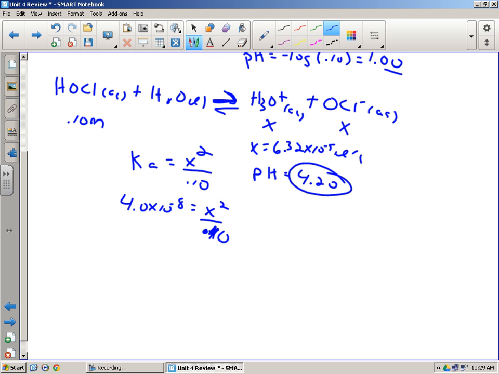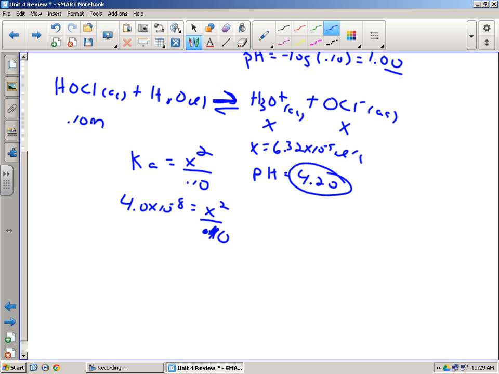Okay? So once again, we can see that even though both acids start out at 0.10 molar, one has a pH of 1, the other one has a pH of, well, 4.20, which is not really that close. It's quite a bit different.